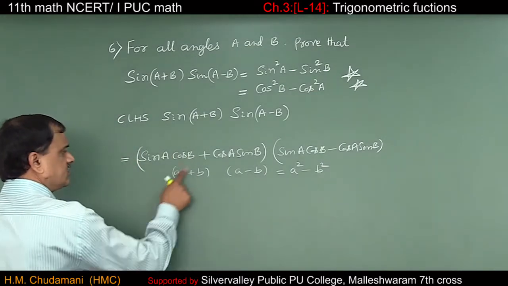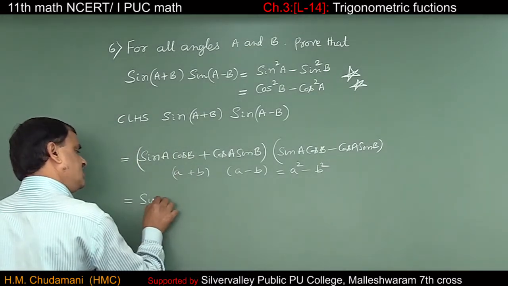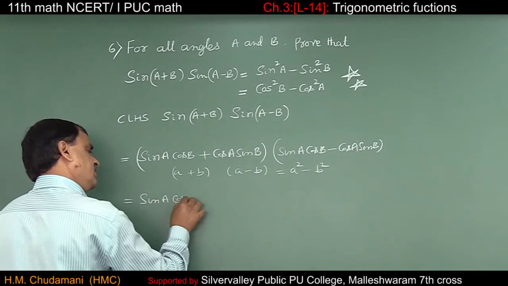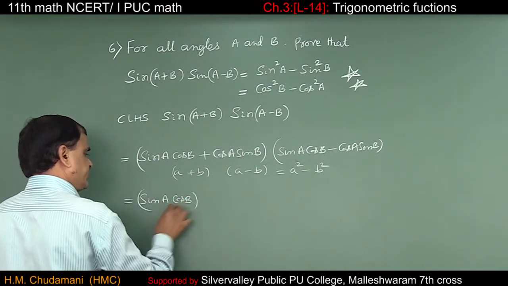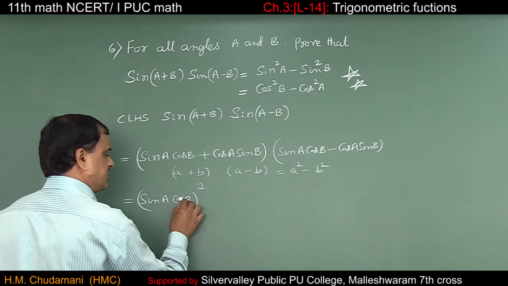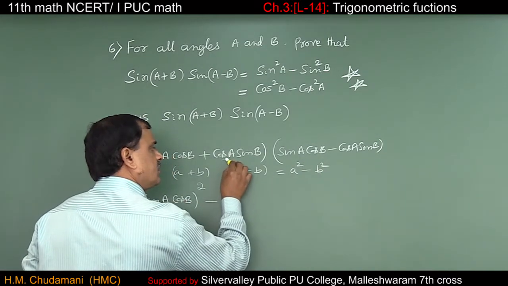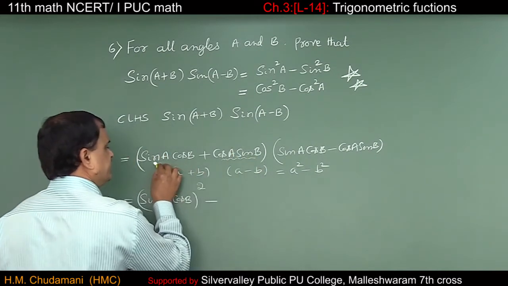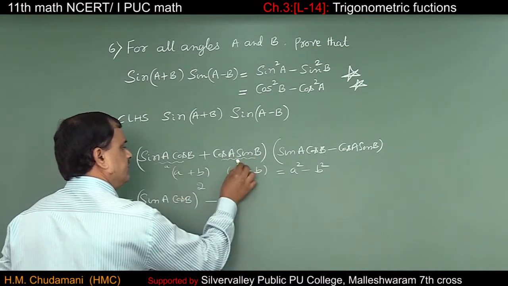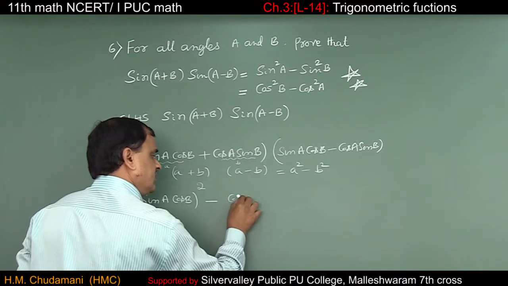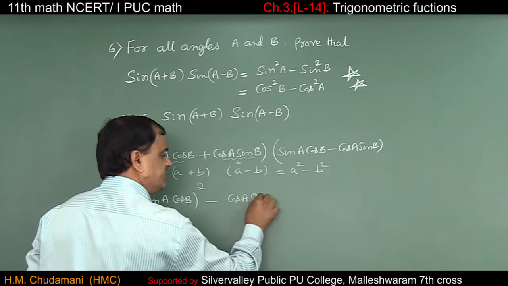A is what? Sin A cos B. A square means sin A cos B the whole square minus B is what? Cos A sin B. This is just like A square minus B square, I have written.